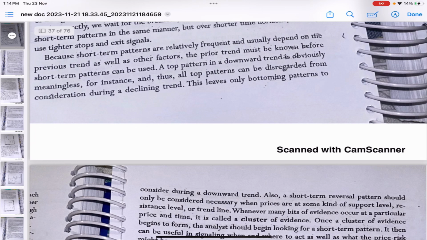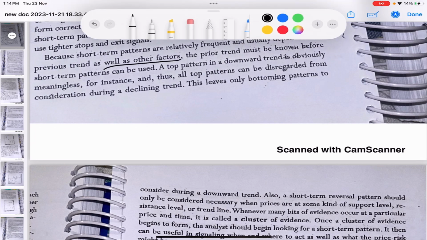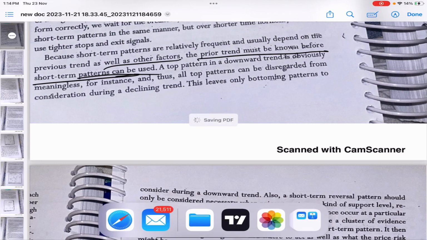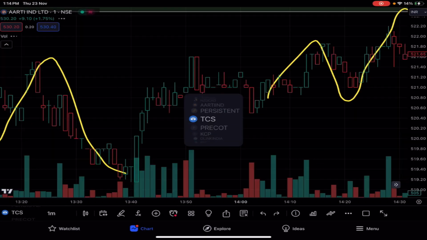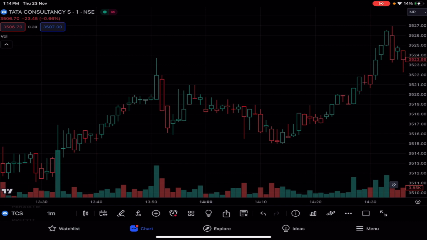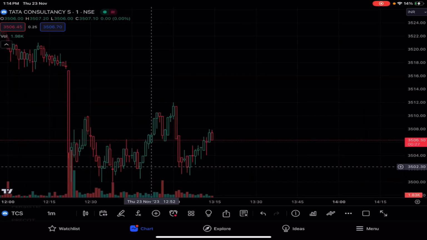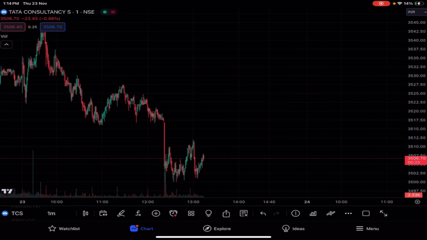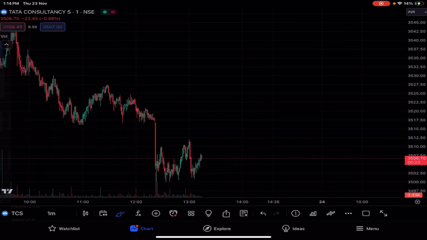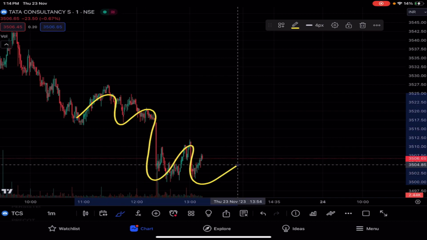Short term patterns are relatively frequent and usually depend on the previous trend as well as other factors. The prior trend must be known. Obviously, you need to know the trend which is going on in the larger time frame before you enter something. Sometimes, what happens is, let me go to a random stock. If you look at the 1 minute chart, what is happening in the market right now? It's 1:14 p.m. So the market is open. I can see that the market is in a downtrend, right?